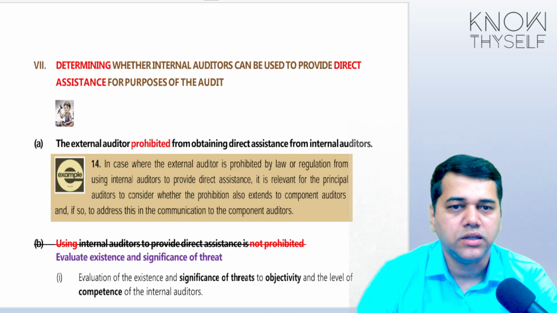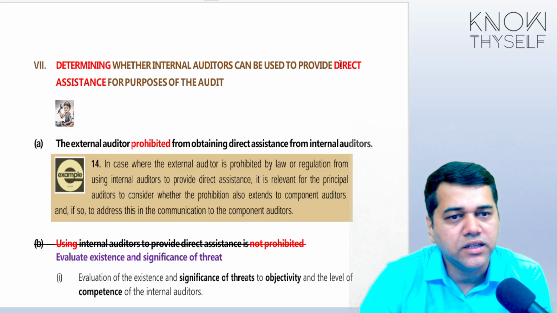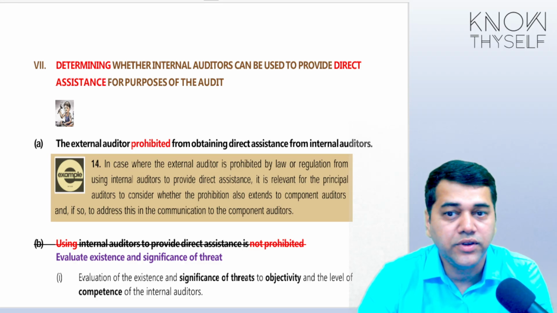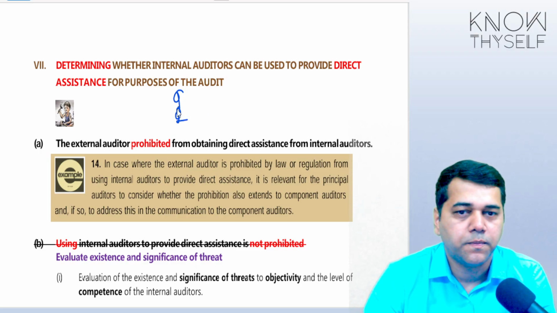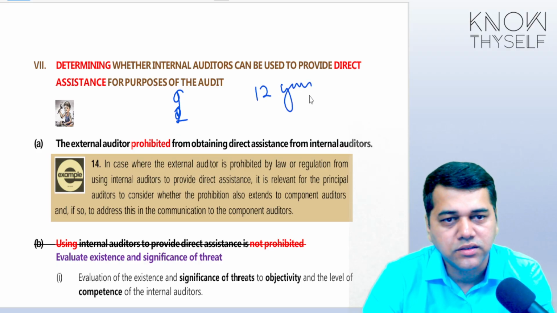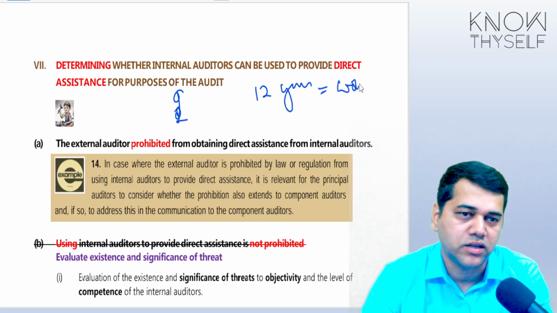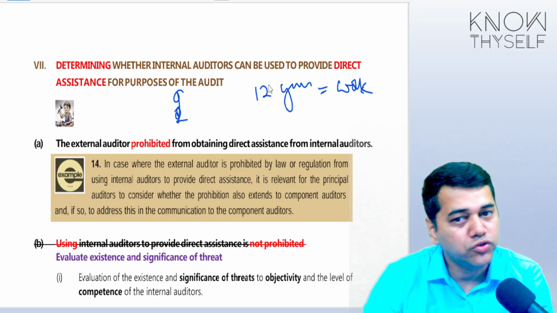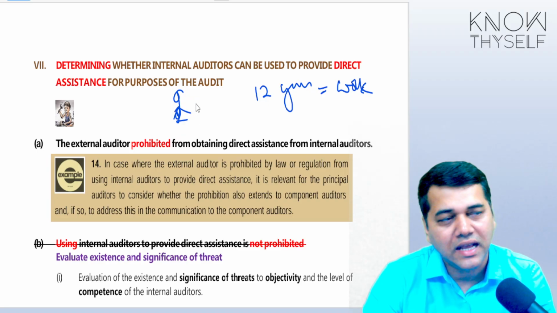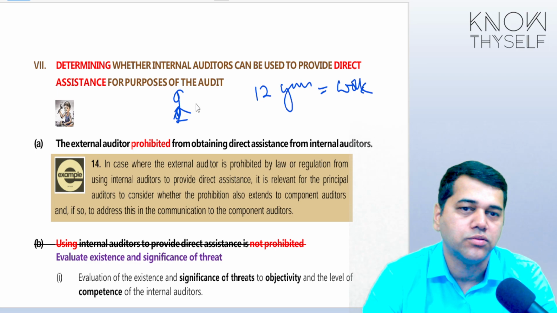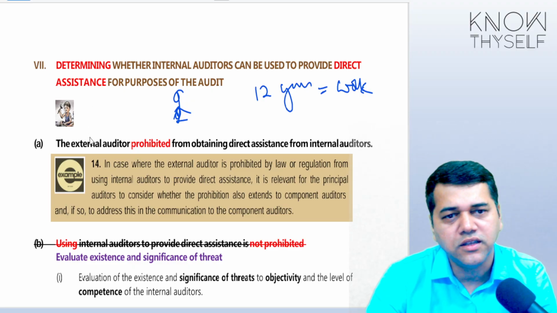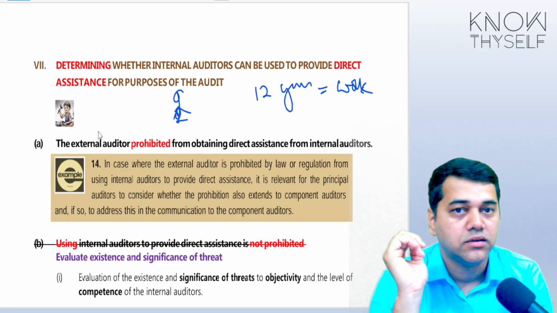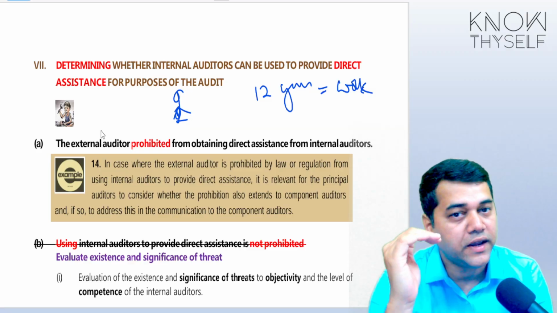Yes, so we will move on to the next element, determining whether we can use the internal auditors to provide direct assistance. Since we are talking about human beings, I will give an analogy to you. There is a boy of 12 years who comes to you asking for some work. Now, can you use that boy and assign some work to him? First question to you: what is the very first thing that comes to your mind? That's why I gave this picture here. The very first thing: can I use their work? Now, if I can use, to what extent?